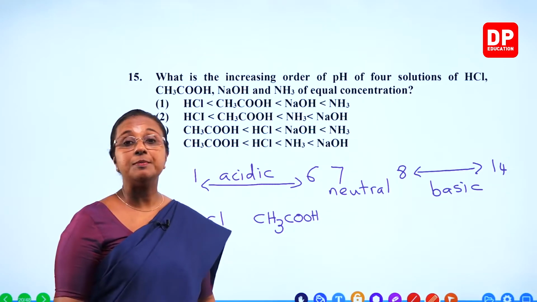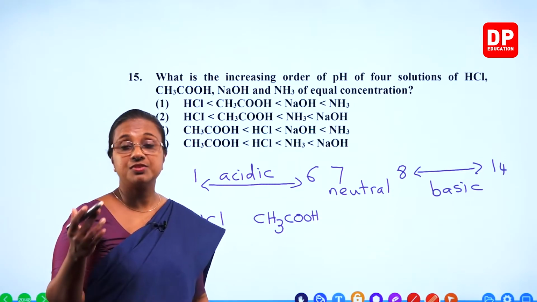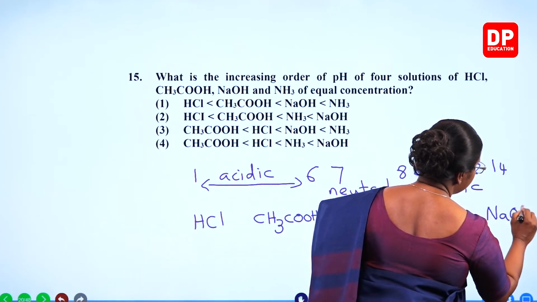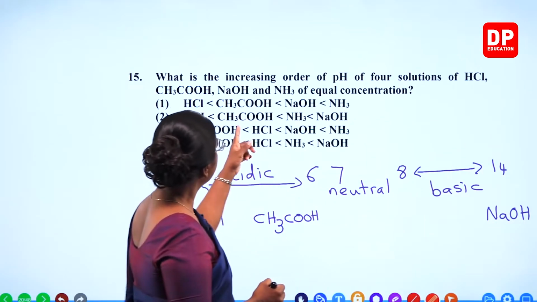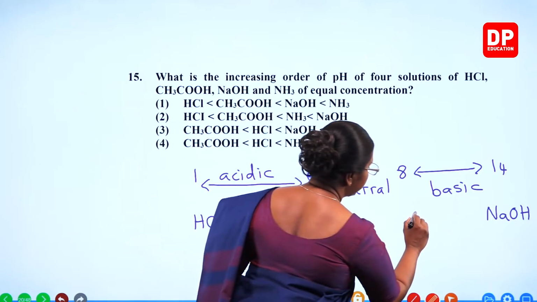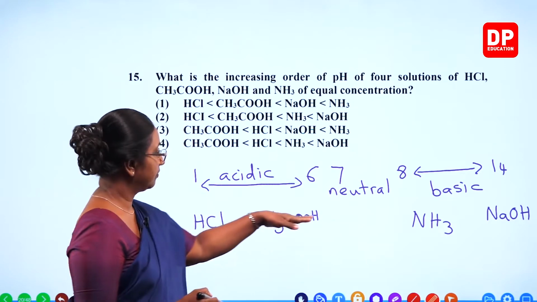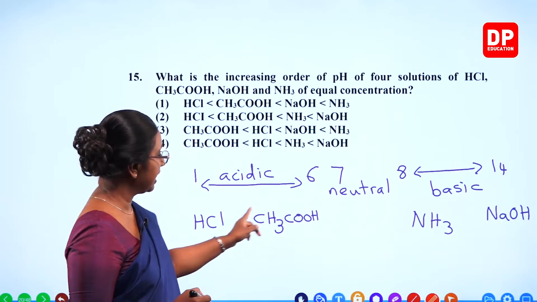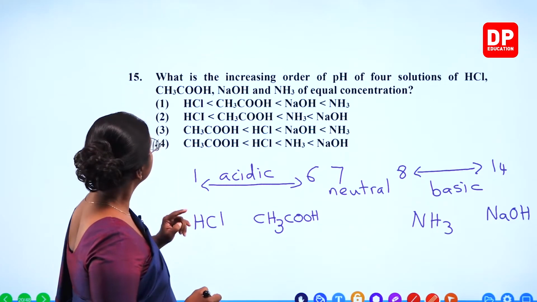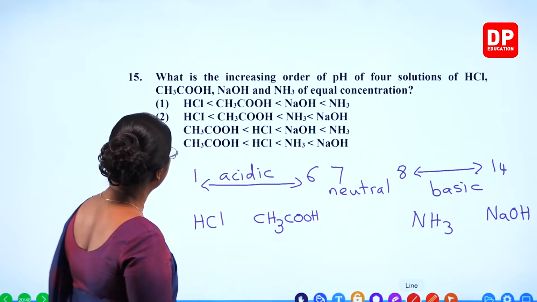Then we have sodium hydroxide, which is a strong base. So complete dissociation and gives rise to OH minus ions. So the pH is high, somewhere closer to 14. Then we have ammonia. Ammonia is a weak base. So because of that, it will have a pH somewhere here. So the order of increasing pH will be HCl, acetic acid, ammonia and NaOH. So here, increasing order of pH.